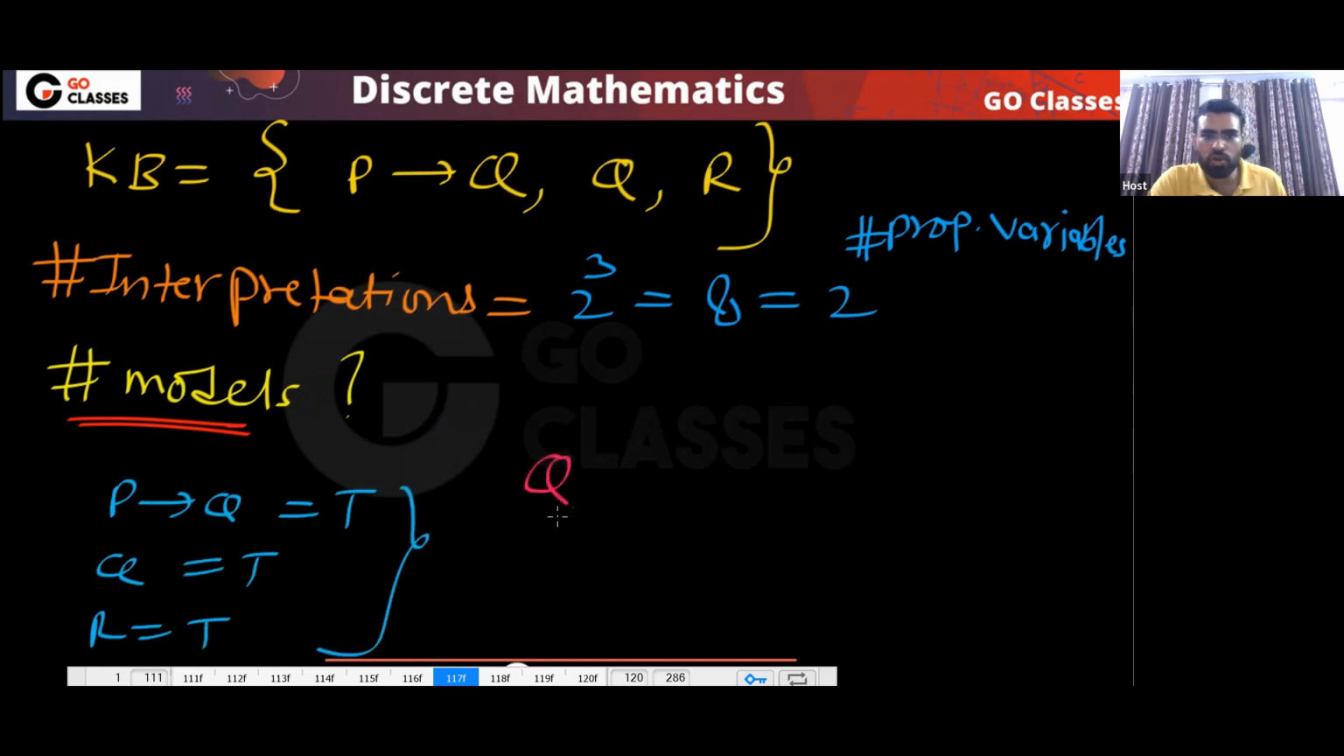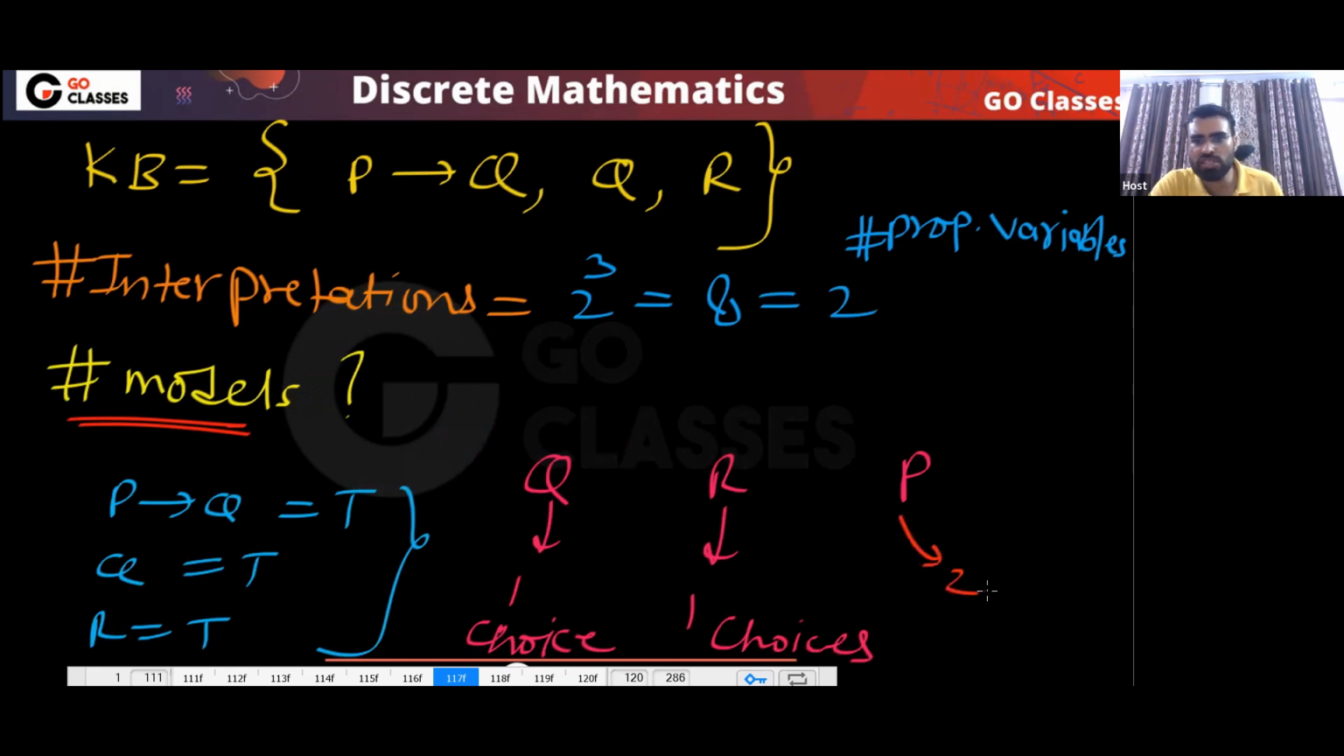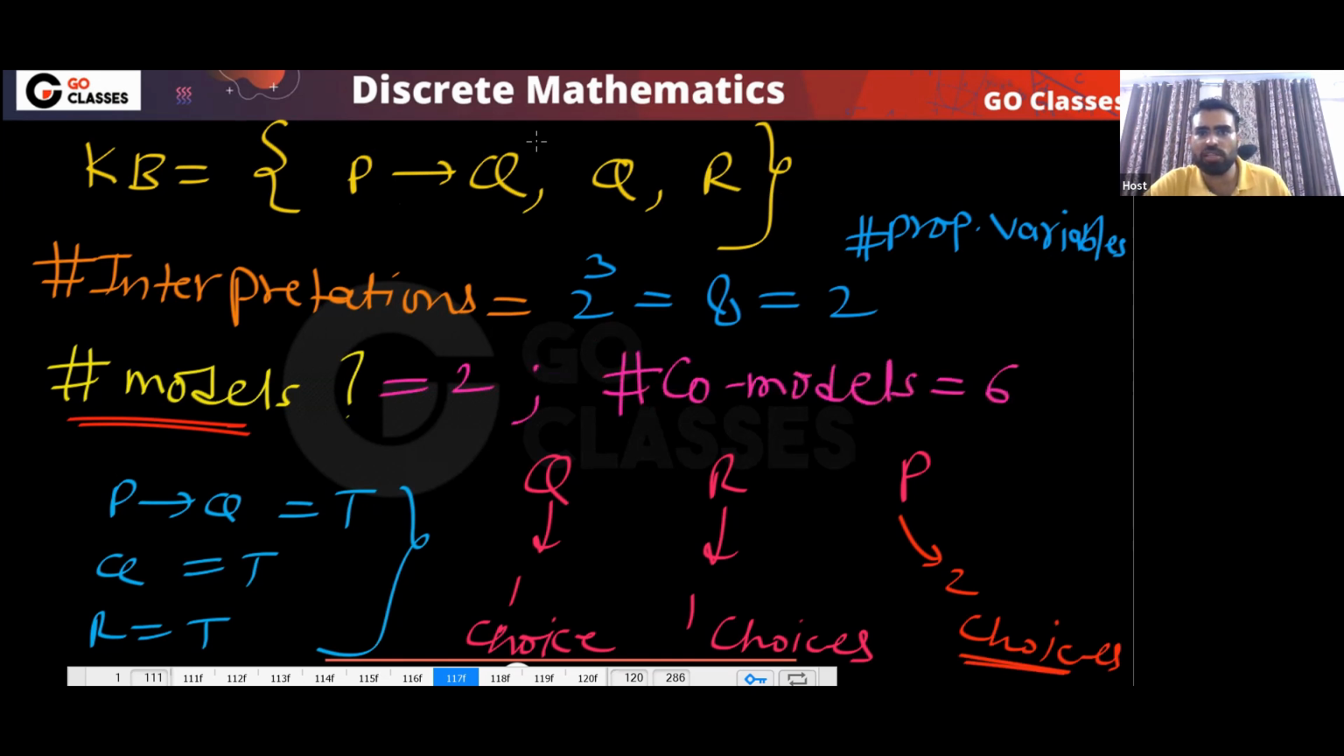Now you can notice that for Q only one choice I have, for R only one choice I have. But for P, how many choices do I have? For P, I have 2 choices, right? Correct? So for Q, there is no choice because Q must be true. R must be true. But for P, I have 2 choices. So how many models do I have? 2. And how many co-models? Automatically, the number of co-models will be 6, because the number of co-models means the number of interpretations minus the number of models. So that will be 6.